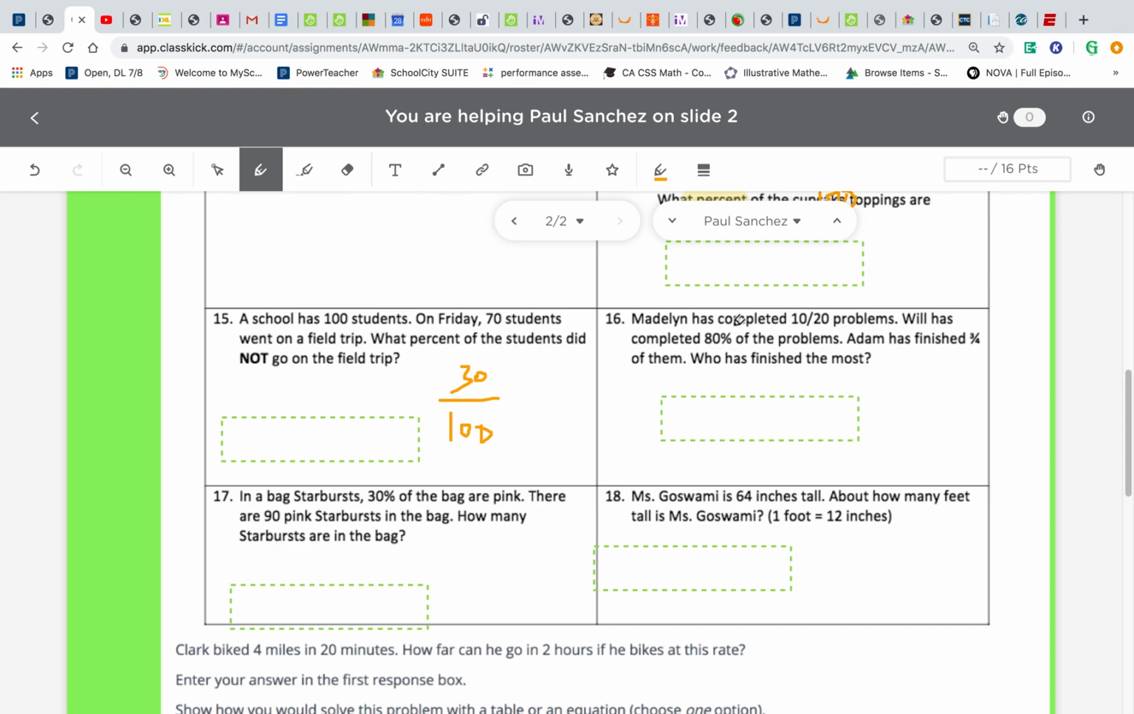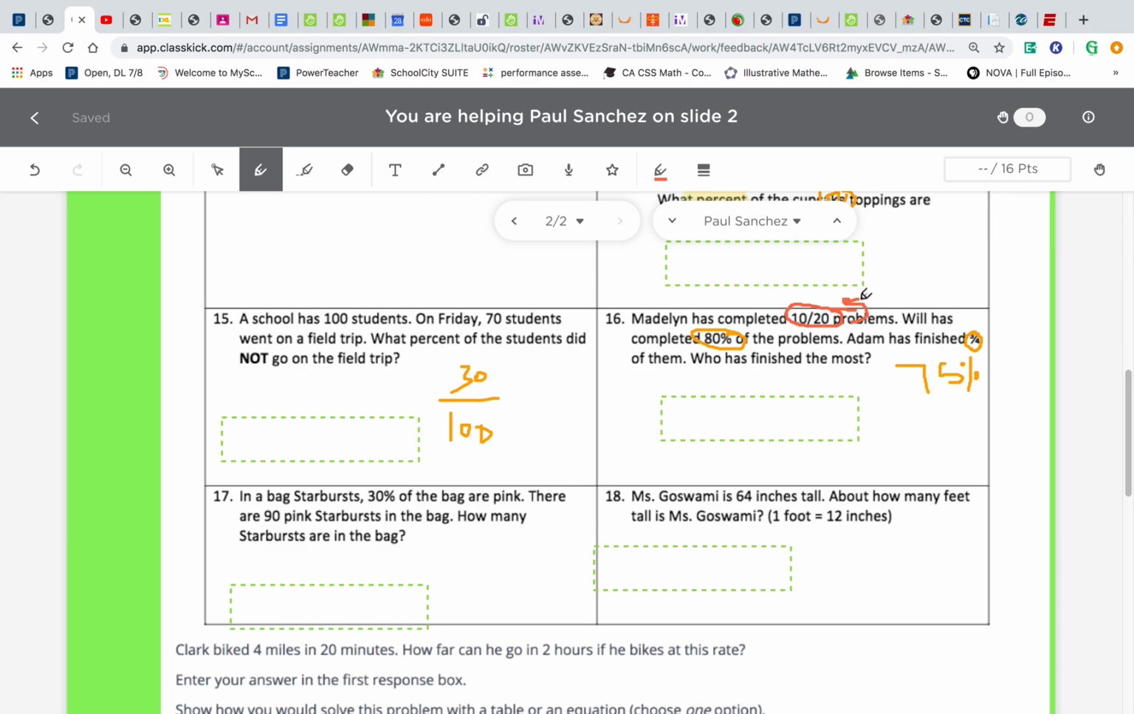Well, I see that Will already has 80%. So I think I'm going to make them all into percents. So Will has 80%, and then we have Adam, he has 3/4. Well, 3/4 kind of reminds you of quarters, like 3 out of 4 quarters would be 75 cents, which would be 75%. So I'm going to put this here for Adam. So he's completed 75%. And let me take a look at Madeline. She has completed 10 out of 20. Well, 10 out of 20 is half of the problems. Well, 1/2 is the same as 50%.